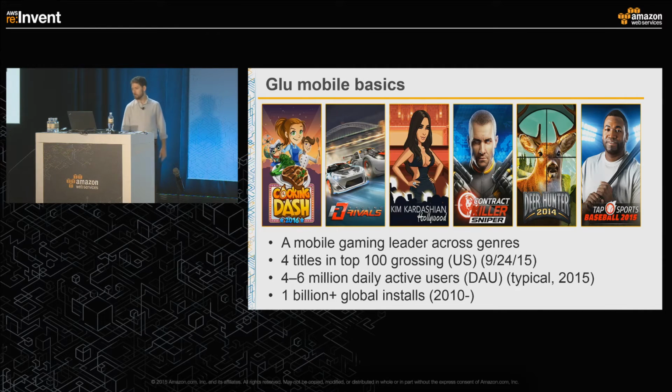All right, so Glue Mobile is a leading publisher of mobile games. These are a few of our franchises. Our best performing game is Kim Kardashian Hollywood. But we have a couple other fairly recognizable franchises, Deer Hunter, Contract Killer, Racing Rivals, and so forth. Right now we have 4 titles in the top 100 grossing. Typically 4 to 6 million daily active users. And since we started collecting data back in 2010, we've had over 1 billion global installs.